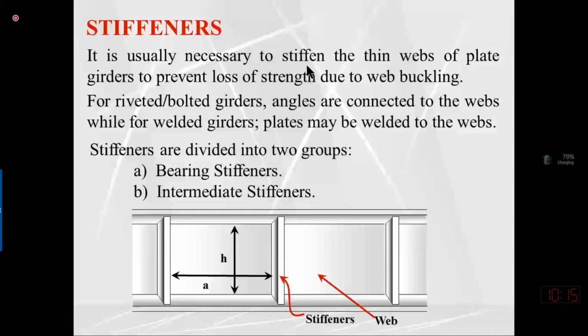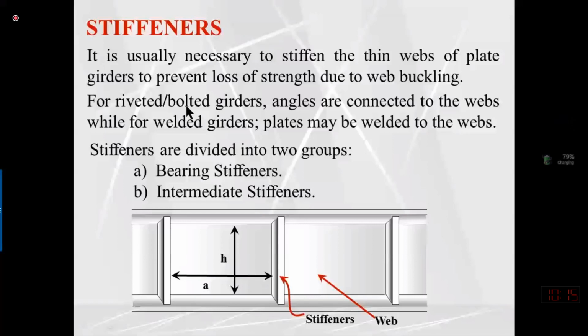So it means that we are losing 150 megapascal reserve capacity, because the web is buckling before the stress approaches the yield value. So what type of stiffener is this, and how can we provide it? For a riveted or bolted type of plate girder, usually we are using an angle section.